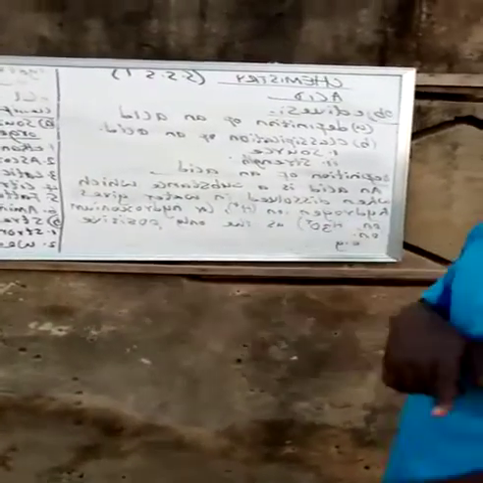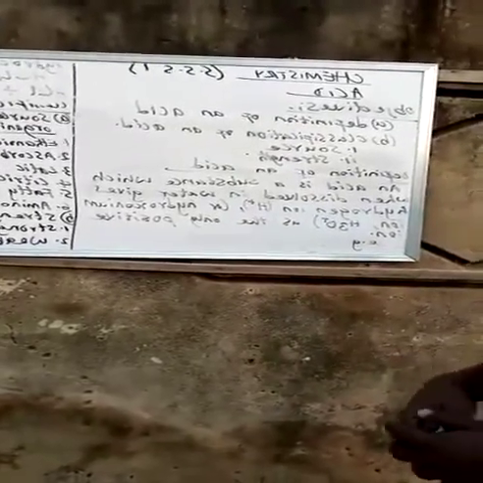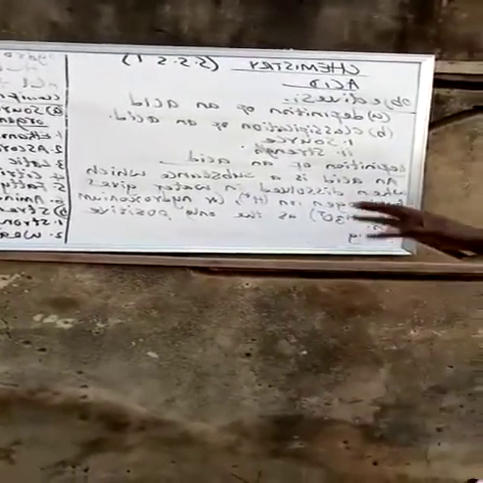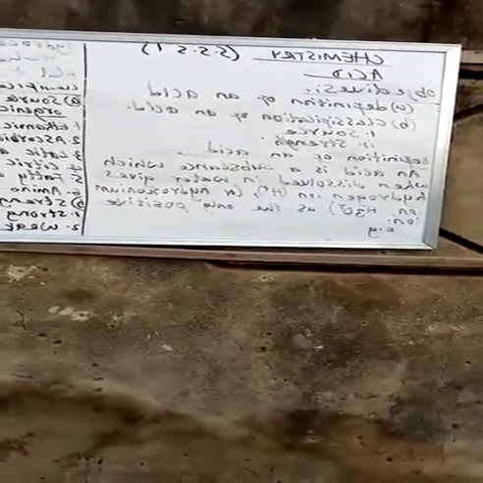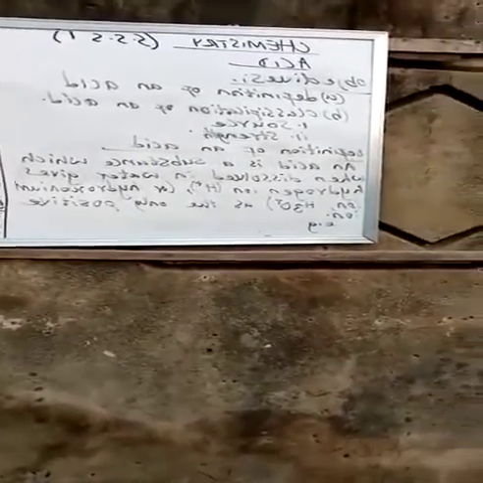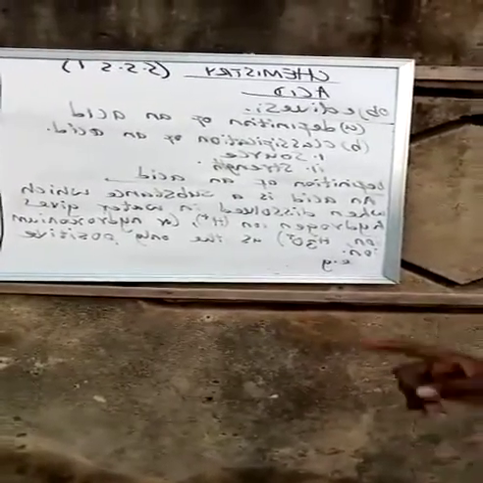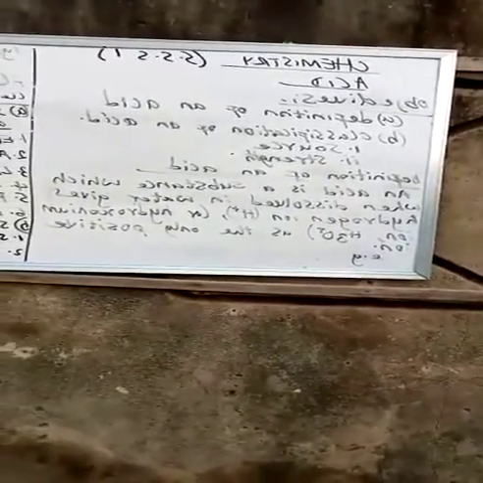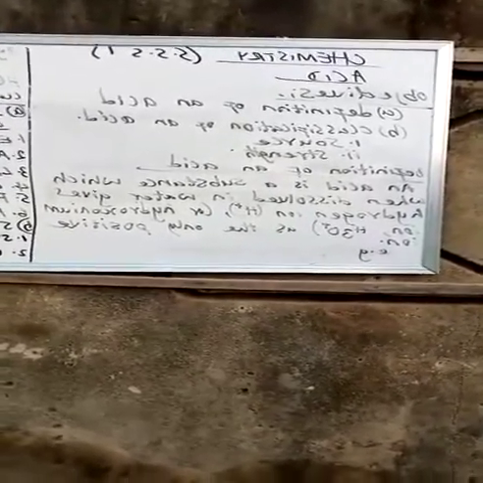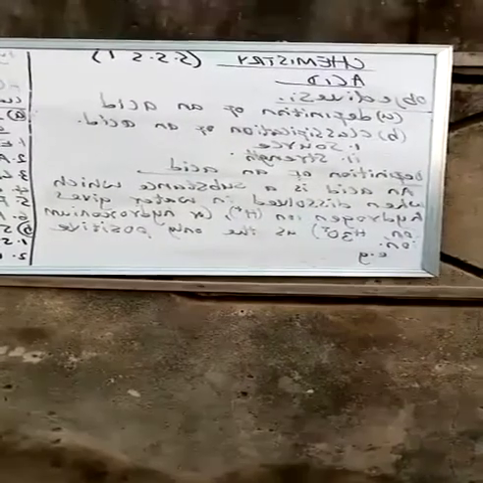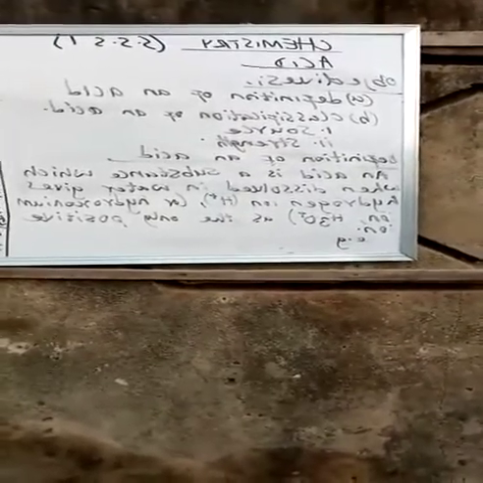An acid is simply a substance which, when it dissolves in water, gives hydrogen ion as the only positive ion. This is to say, every substance which is an acid must have a hydrogen ion in it. And when that substance dissolves in water, the only positive ion that will be seen in water must be a hydrogen ion. If there is another ion apart from the hydrogen ion, then it is not an acid.